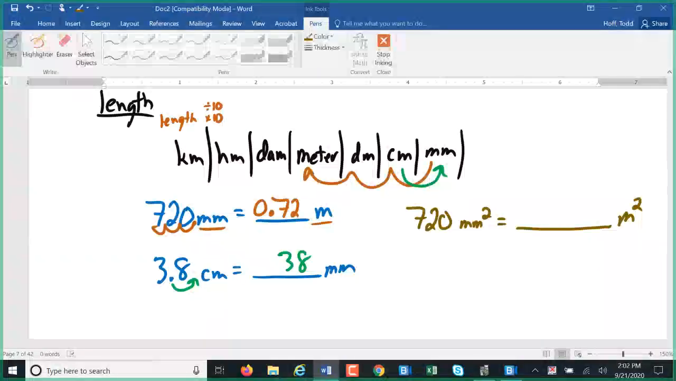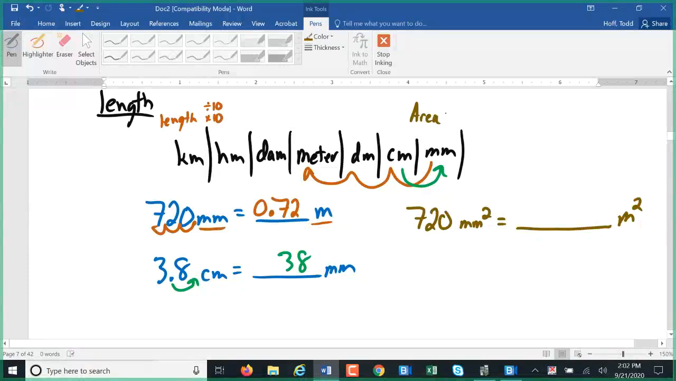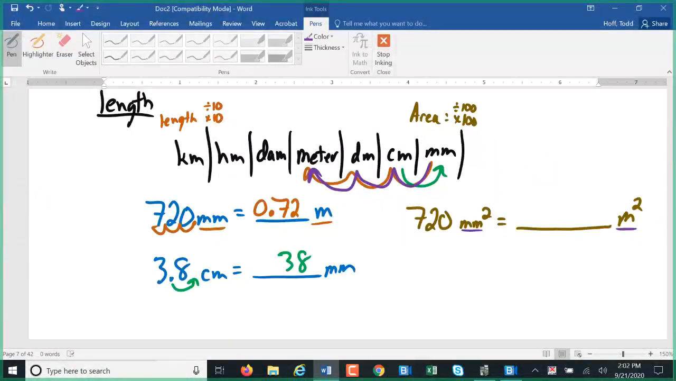Each of these conversions is multiplying or dividing by 10 for length. For area, they're either multiplying by 10 squared or 100 or dividing by 100, which means every spot on the chart is 2 decimal places. So going from millimeters to meters is still 3 spots to the left on the chart, but since it's millimeters squared to meters squared, each spot on the chart is 2 decimal places. So 3 spots on the chart is 6 decimal places.